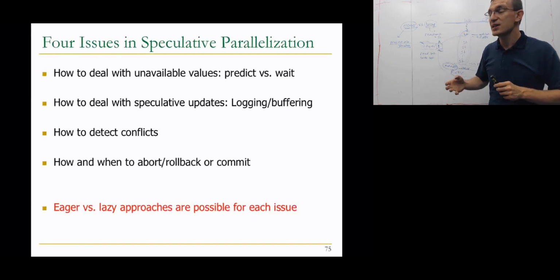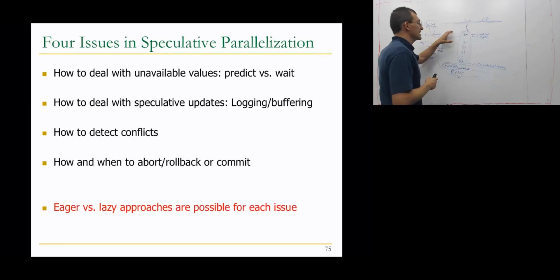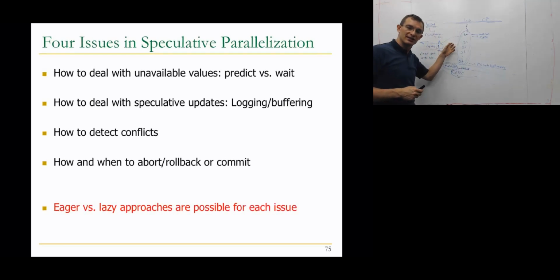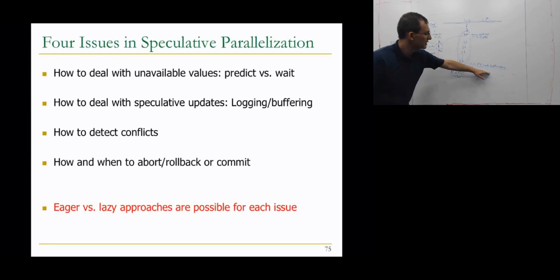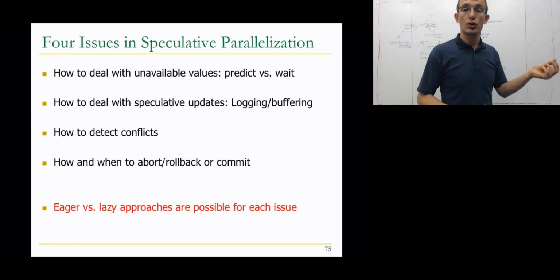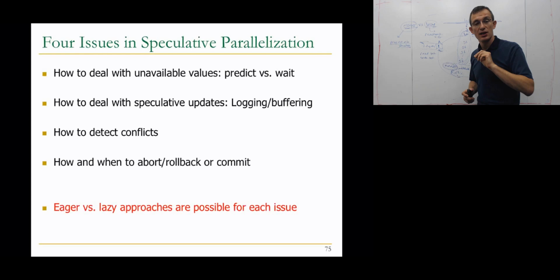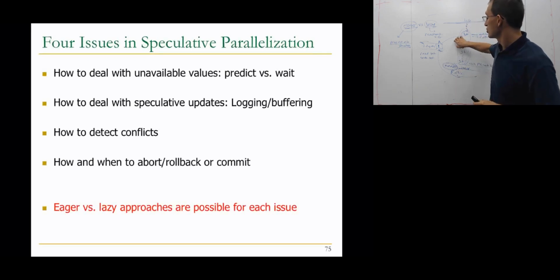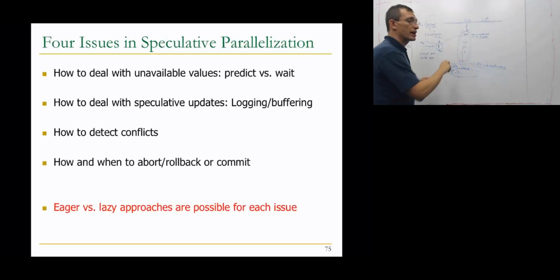Right? How to detect conflicts? Again, we've discussed that. Do you detect them eagerly or lazily? Do you detect them right away, or do you lazily keep track of read and write sets, and at the end of the critical section, you compare the read and write sets to figure out whether or not there are conflicts? And finally, how and when to abort or roll back or commit. When do you decide that? How to abort? Do you abort eagerly or do you abort lazily?